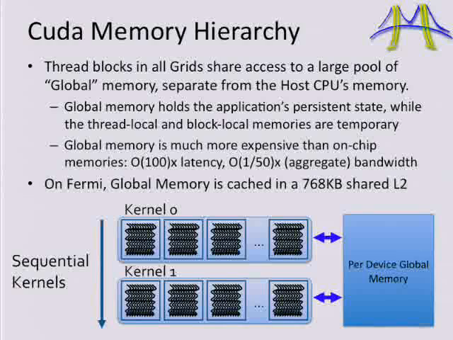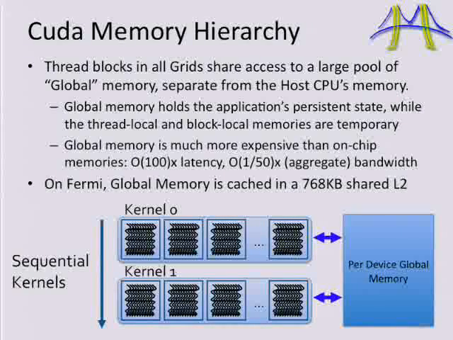But all thread blocks in a grid access the same pool of DRAM. So this global memory has to hold the persistent state, whereas the registers and the L1 and the scratchpad all hold temporary state of the program, essentially the local working sets of your subtasks. This global memory is much more expensive than the on-chip memories. You have at least 100 times the latency in terms of number of cycles.